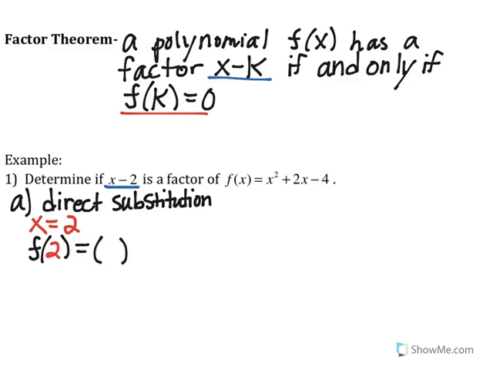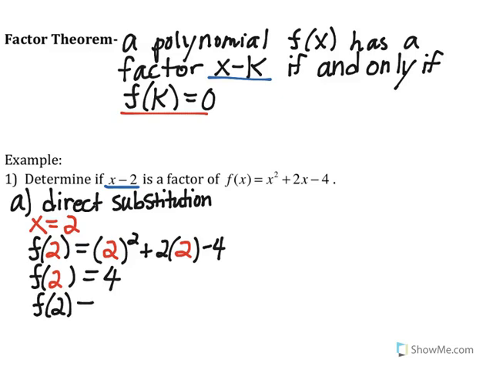So it's going to be two squared plus 2 times 2 minus 4. We end up getting that f of 2 is equal to 4. Our goal is to see if it's going to come out to be 0. So since f of 2 does not equal 0, that means it's not a factor.